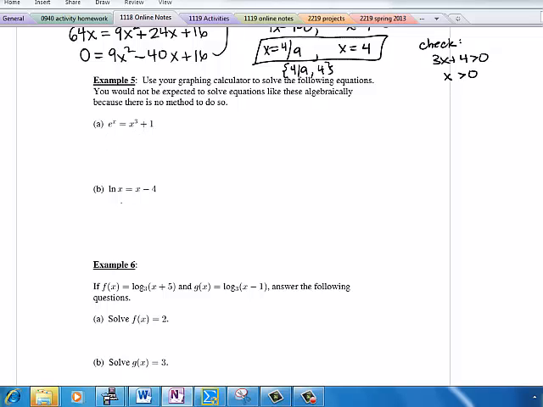You won't be able to come up with an exact solution without either a table of values or a graphing calculator. Same thing in example 5b here. We have a natural log expression on one side and a linear expression on the other. These are not the types of equations we can solve by hand. So let's go ahead and graph them.